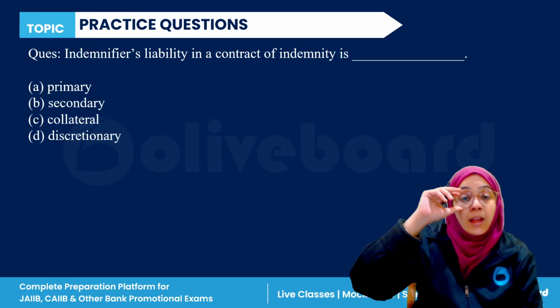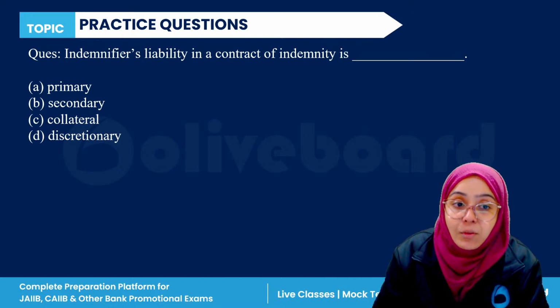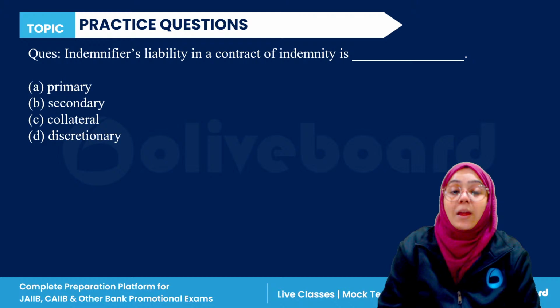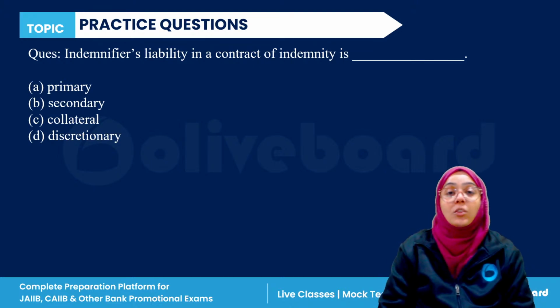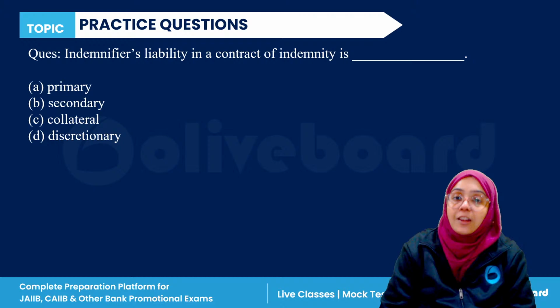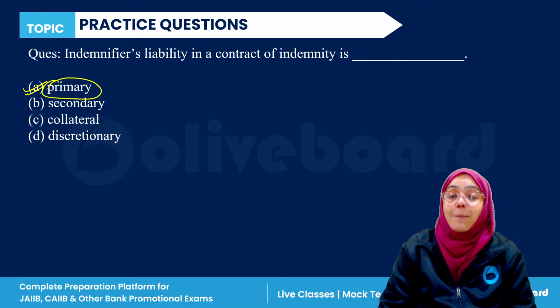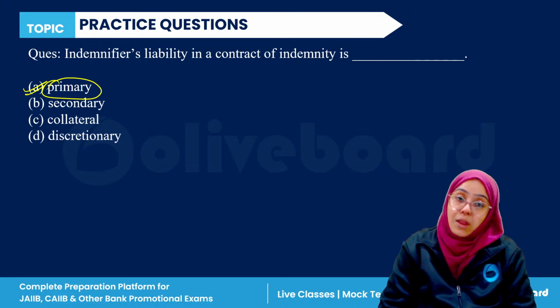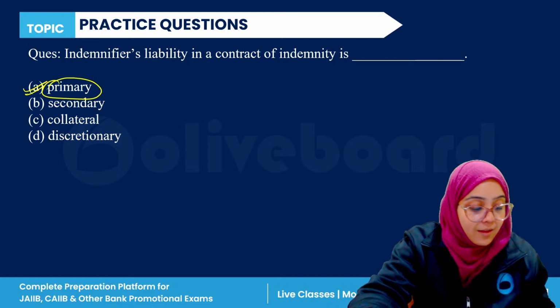Next, the indemnifier's liability in a contract of indemnity is primary, secondary, collateral, or discretionary. As soon as the indemnified suffers any loss, it is the primary liability of the indemnifier to come in and compensate for the loss. So always remember, in a contract of indemnity, the indemnifier's liability is always primary. So A is the correct answer here.